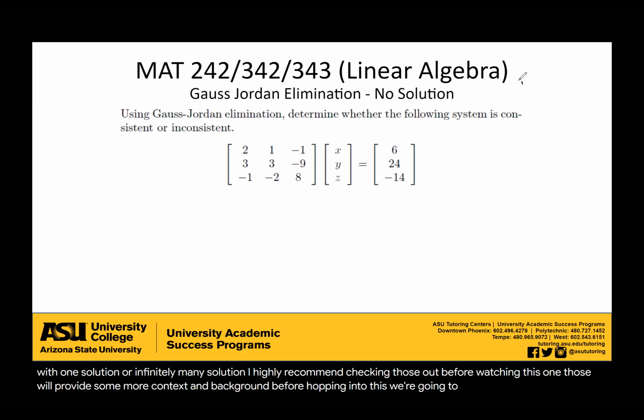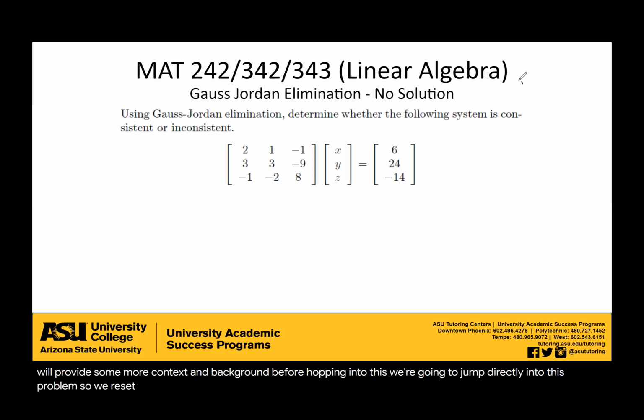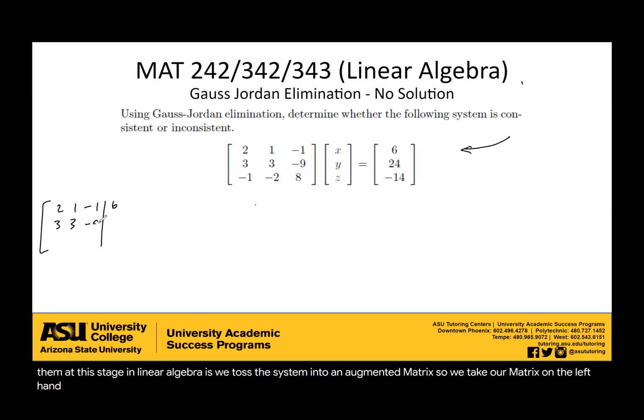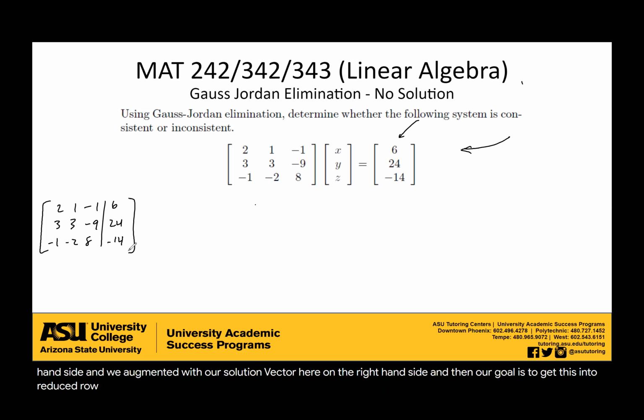We're just going to jump directly into this problem. So we're trying to solve this matrix equation that we have. And how we typically solve them at this stage in linear algebra is we toss the system into an augmented matrix. So we take our matrix on the left-hand side and we augment it with our solution vector on the right-hand side. And then our goal is to get this into reduced row echelon form.